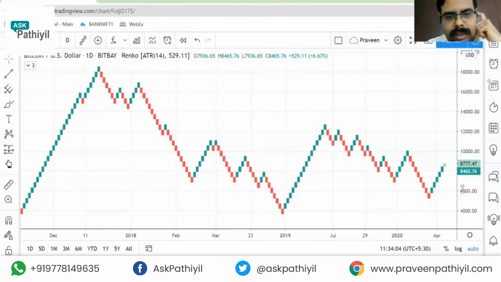somewhere around 1912 or 1914, charts revealed that they had been using half of the 9-period average of the absolute range as the brick size. So let me explain. The absolute range means the high minus the low. You take the absolute range for the past 9 days.